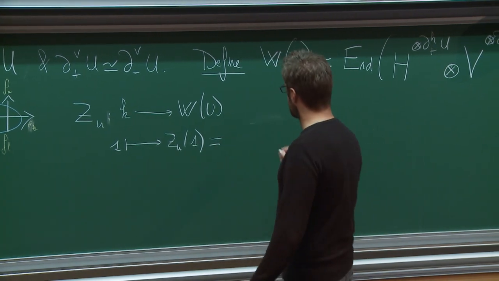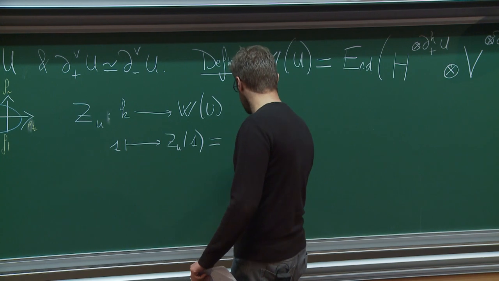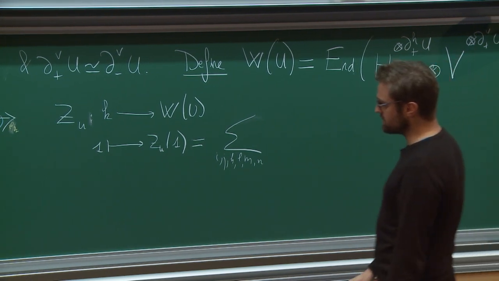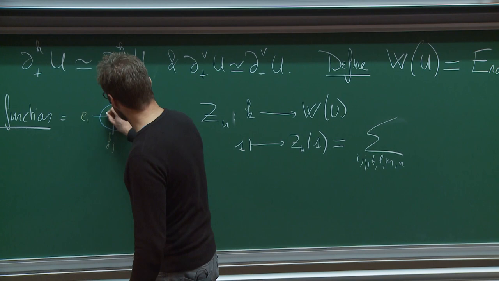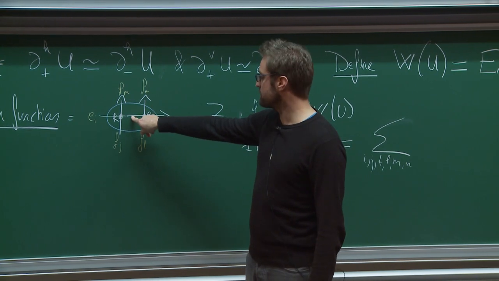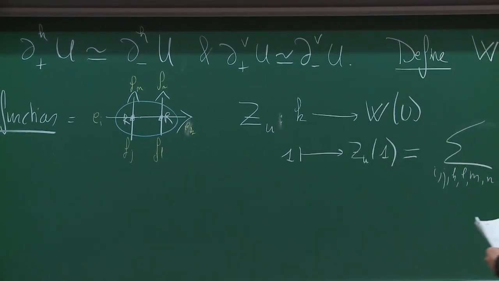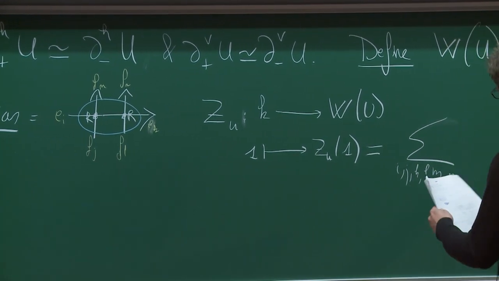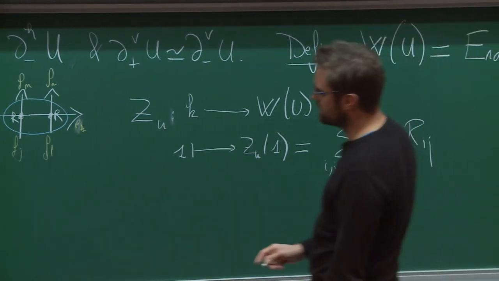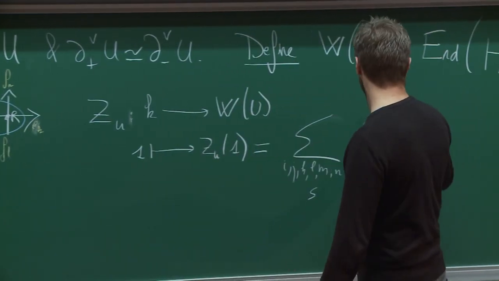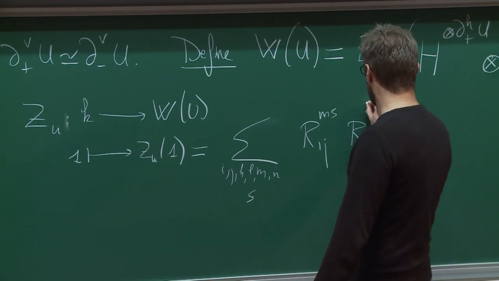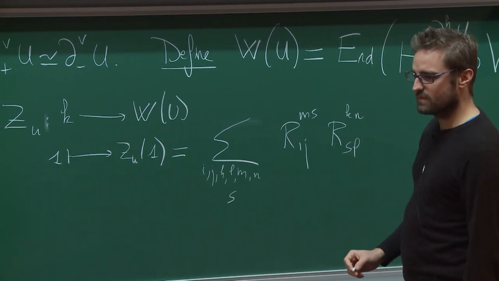over all these things. So it's a sum over all the indices like I, J, K, L, M, N. And then what I'm going to do is put the matrix R at every vertex and sum over all, or the only remaining possibility is summing over all possible decorations in the middle here. So that's going to be a sum over S, and that's going to be R, I, J, M, S times R, S, L, K, N.